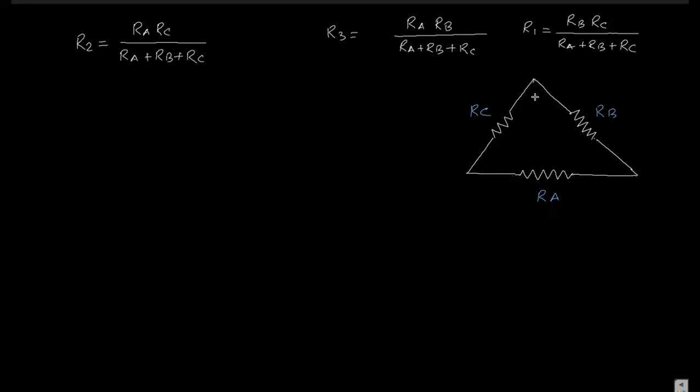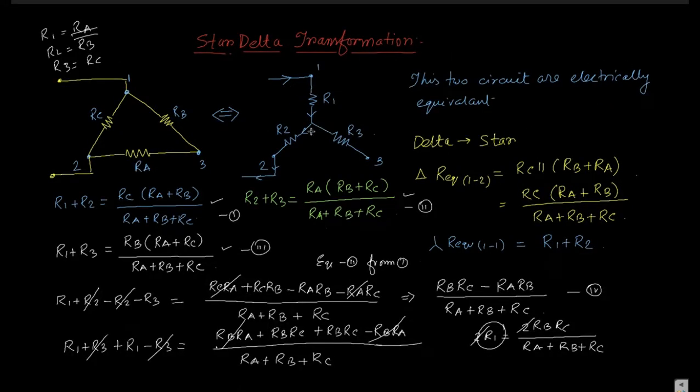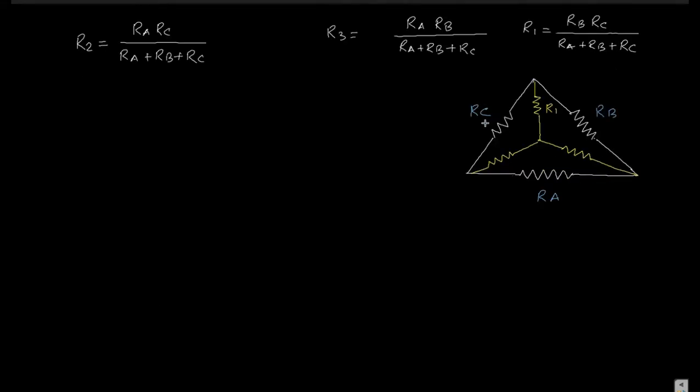You should draw one star circuit inside this delta circuit. Again I am telling you, you have to draw a star circuit because you are going to find the equivalent circuit, equivalent resistance. So this one becomes R1 according to the previous. If you consider the previous one, R1, R2, R3, this one is R2, this one is R3.